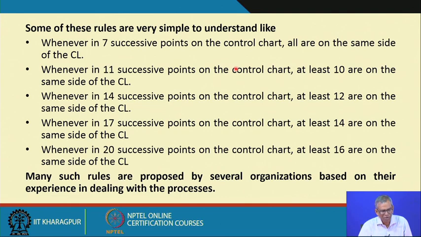And the last one: whenever in 20 successive points on the control chart, is it okay? That means here is a situation where getting 20 sample points is not that difficult. Maybe while you collect the data, you may collect the data through an automated system. It's not necessarily a manual system. So out of 20 successive points on the control chart, at least 16 are on the same side of the central line. Many such rules are proposed by several organizations based on their experience in dealing with the process.